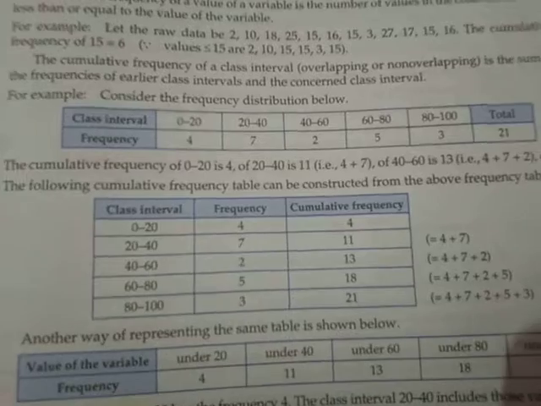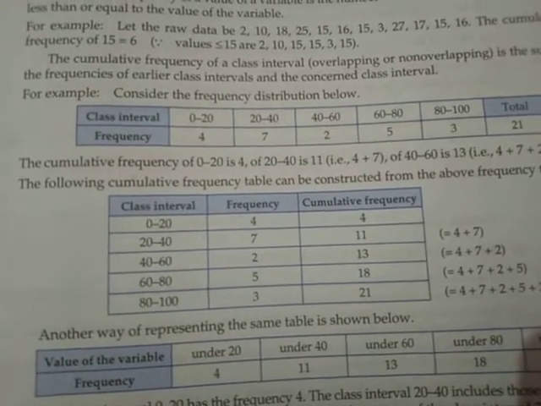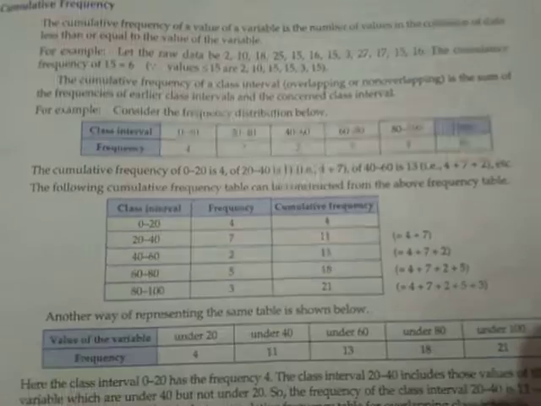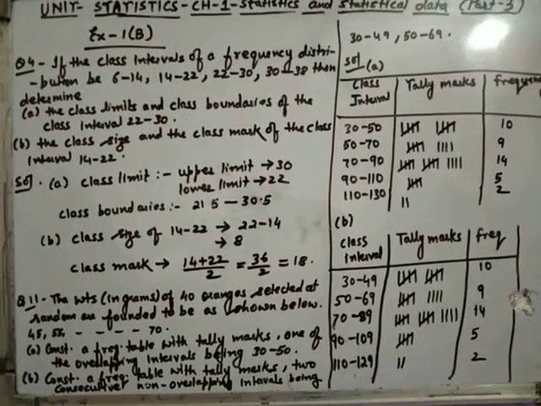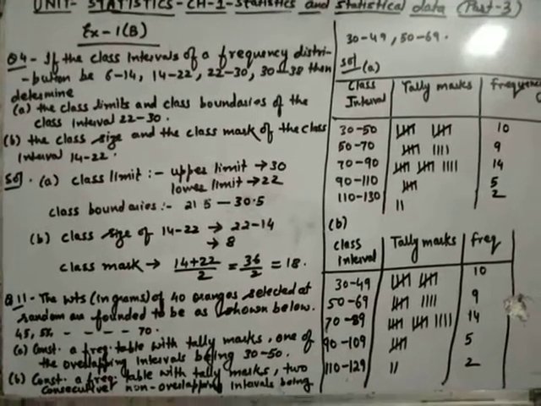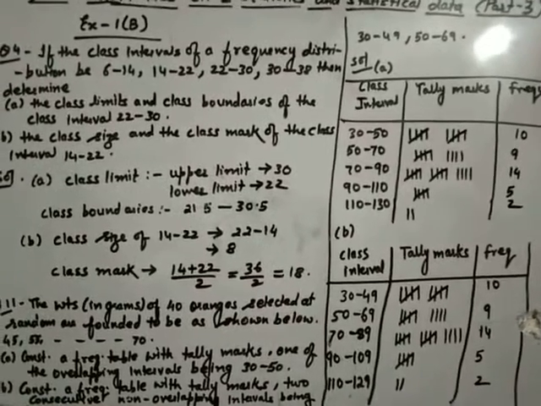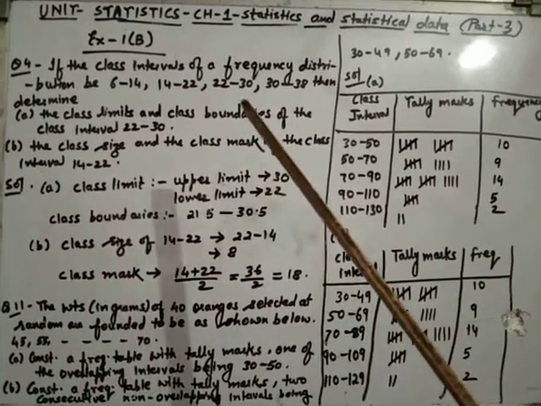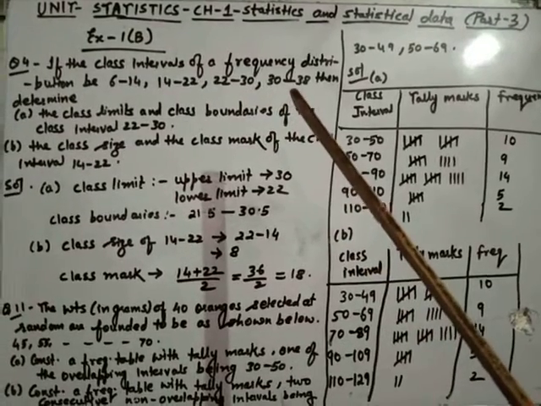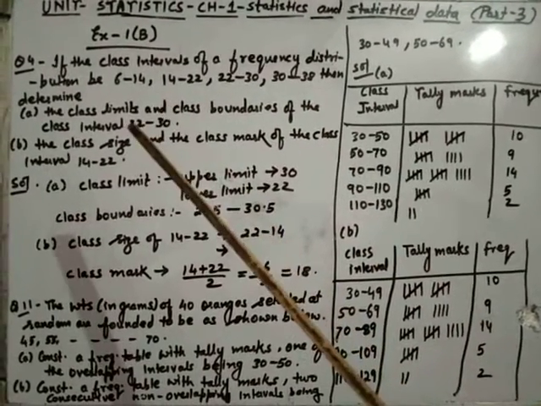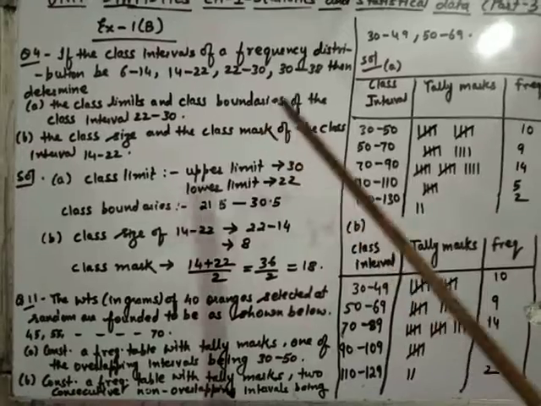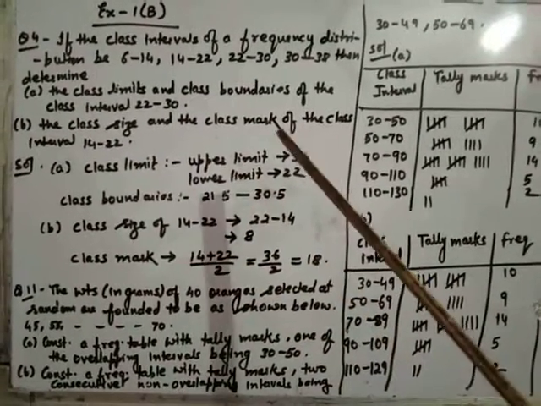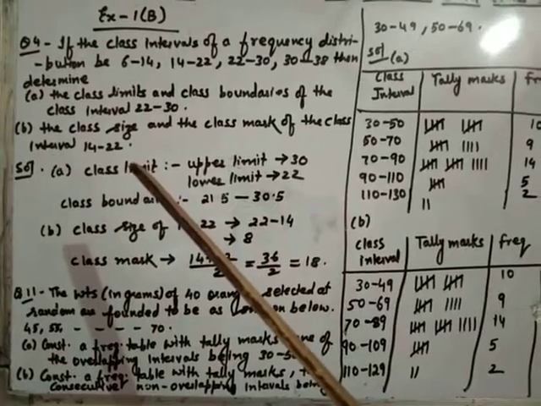Clear, student? So on the basis of this theory, we start our next exercise of chapter 1b. Exercise 1b, question number 4. If the class intervals of a frequency distribution are 6 to 14, 14 to 22, 22 to 30, 30 to 38, then determine first the class limit and the class boundary of the class interval 22 to 30, and second the class size and the class mark of the class interval 14 to 22.